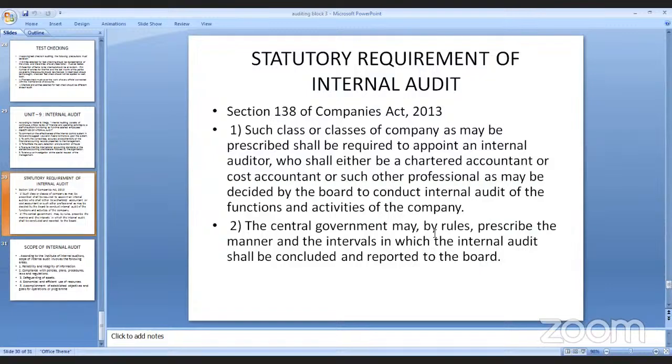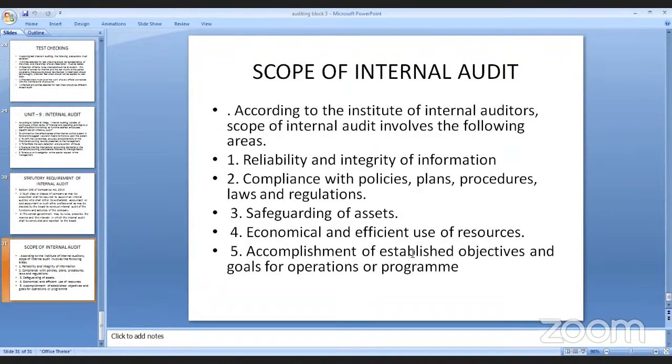Sometimes if the auditor is appointed by the central government, then the central government may by rules prescribe certain rules, ethics and morals, or the process in which the internal audit should be conducted and reported to the board. So internal audit is done for the management's sake. If the management needs promptness and correctness in the business transactions, the internal audit concept is essential. Next, scope of internal audit. Another concept is the scope of internal audit.